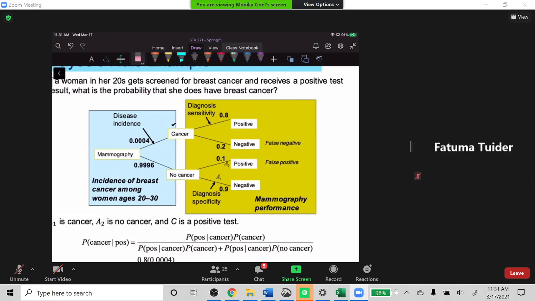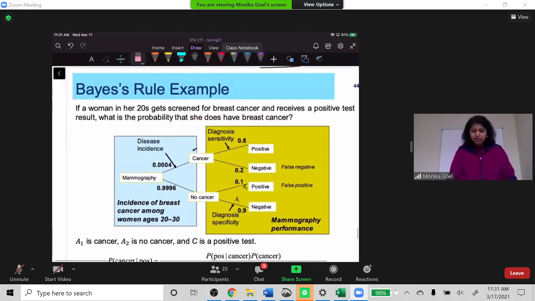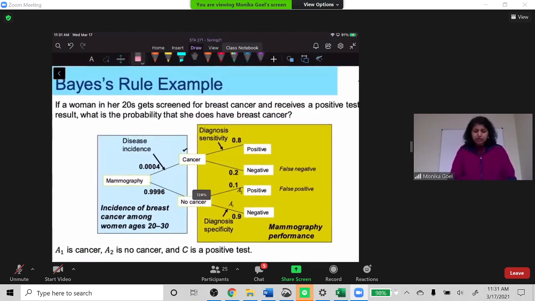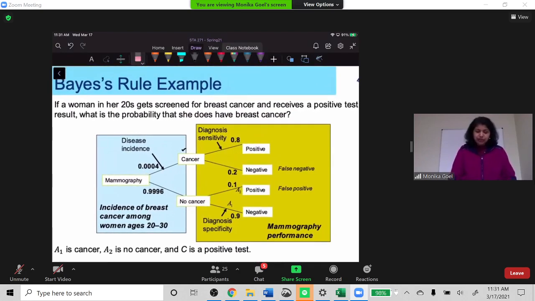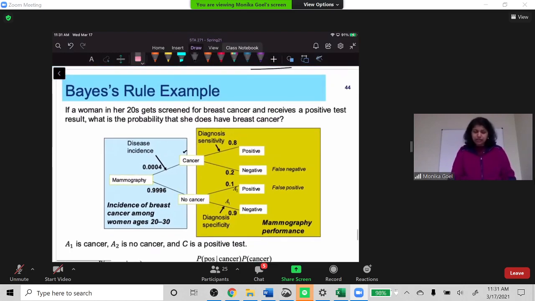So let's talk about this example. In this example, we say that if a woman in her 20s gets screened for breast cancer and receives a positive test, what is the probability that she does not have breast cancer?